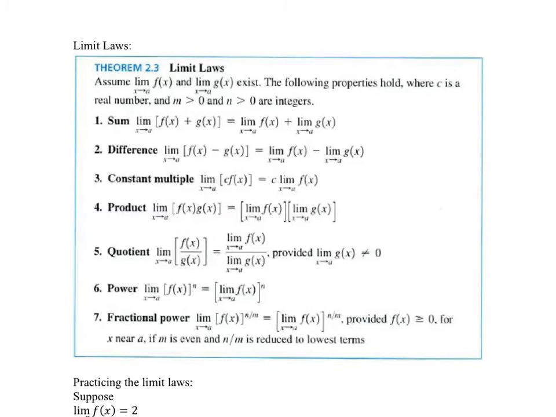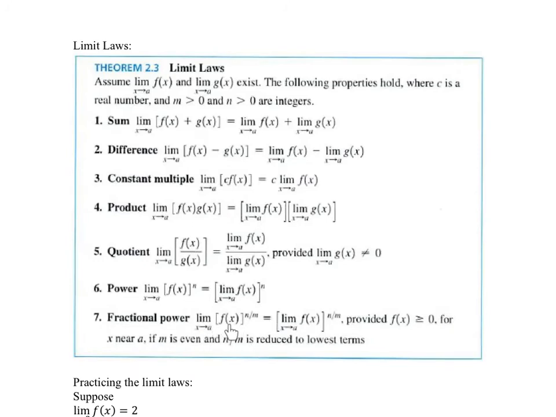So let's continue. We've also got the product rule or the product law of limits. So the limit as x approaches a of f of x times g of x is equal to the limit as x approaches a of f of x times the limit as x approaches a of g of x. Very similar with the quotient, provided that the limit of the denominator does not equal 0. And then you've got 6 and 7, which are very closely related. The limit as x approaches a of f of x to the nth is equal to the limit as x approaches a of f of x, all to the nth power, as well as the fractional power.